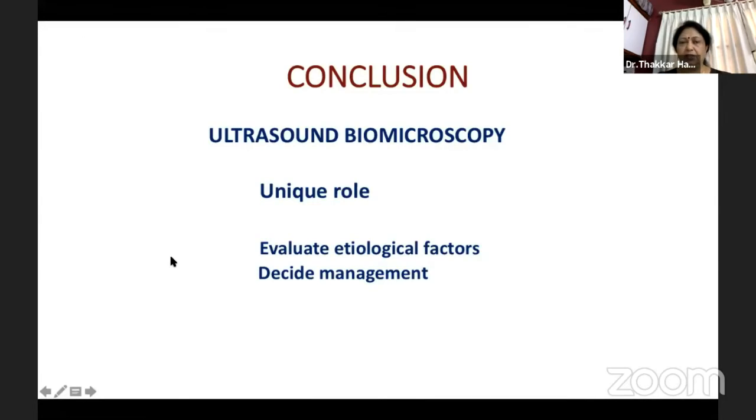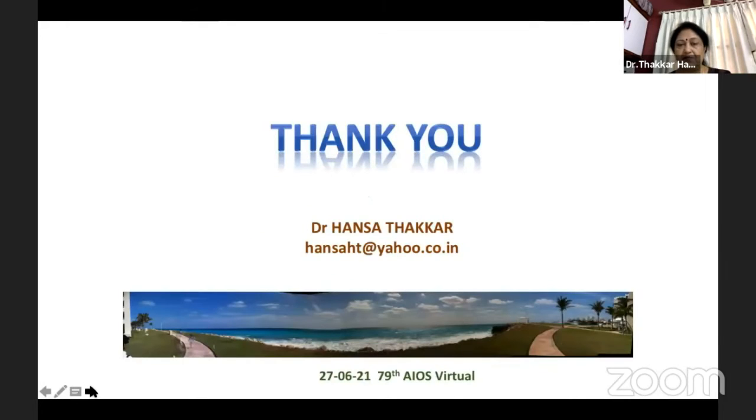So to conclude, ultrasound biomicroscopy has a unique role in evaluating the etiological factors responsible for pseudophakic glaucoma, and thereby we decide our plan of management, and the patient is very happy finally.